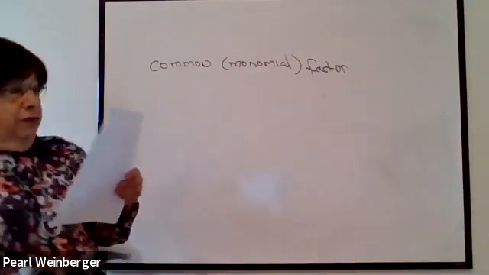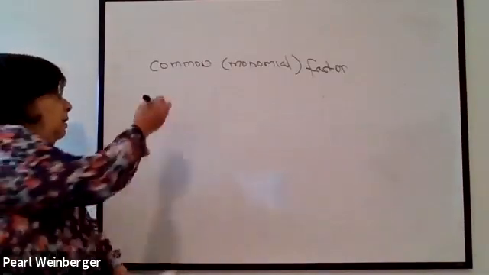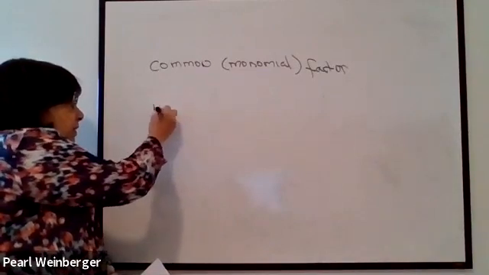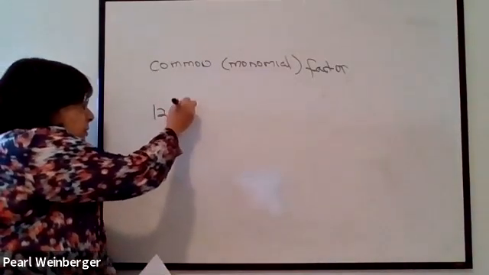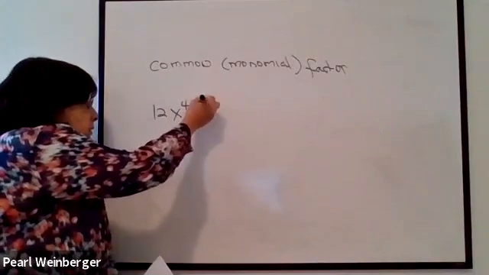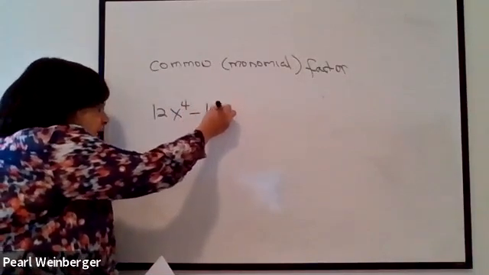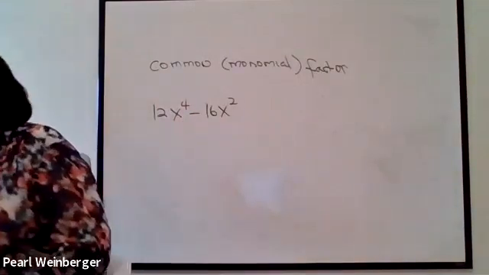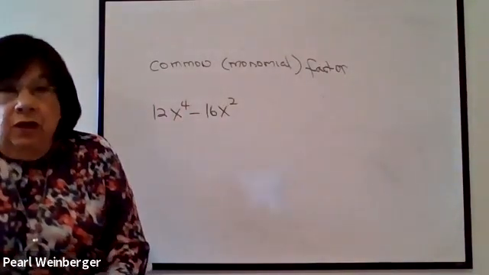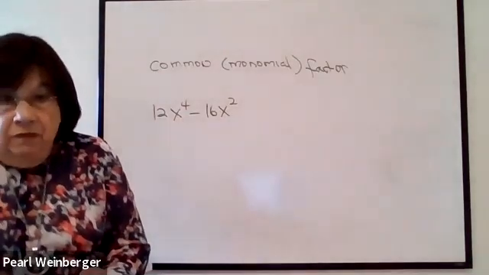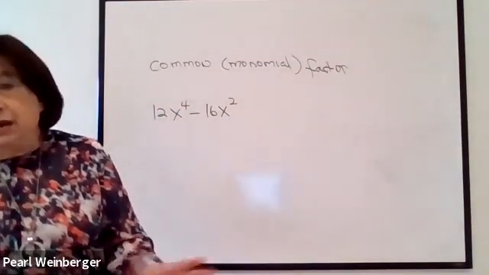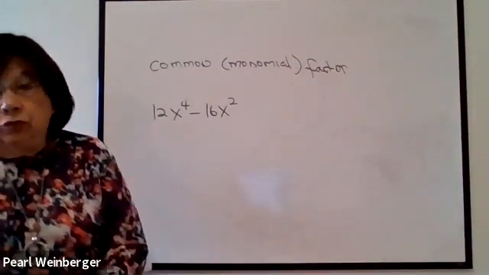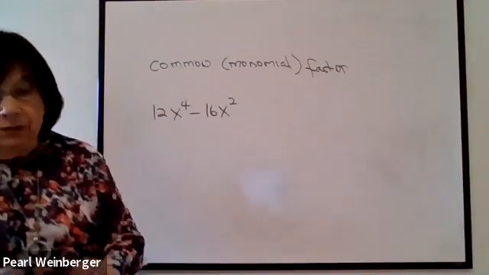So if I were to give you something that looks like 12x to the fourth minus 16x squared, which happens to be a binomial, and I wanted to find a common factor, because again, I'm not going to constantly say common monomial, common factor. Here's what I do. I do it in 2 steps.